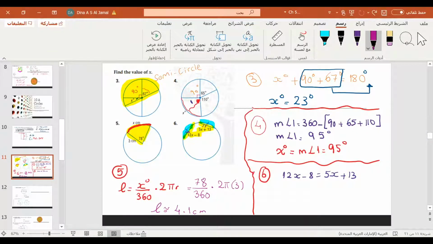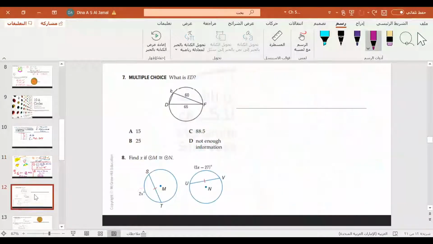And now you are having an equation with a variable on each side. Solve this equation. 7x is equal to 21. Divide both sides by 7. X will be equal to 3. That's it. With this, you found the value of x, but each case will be different and have another concept. So pay attention. Now let's go to this tricky question.